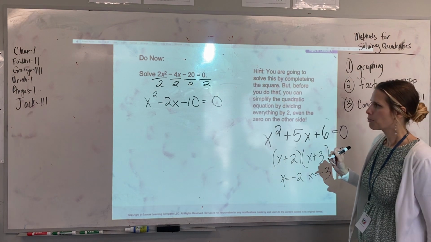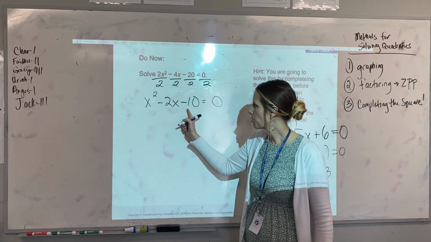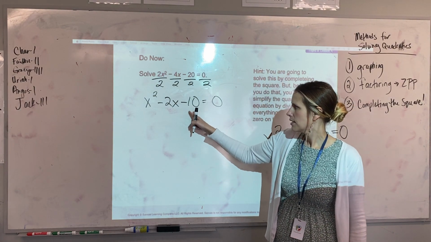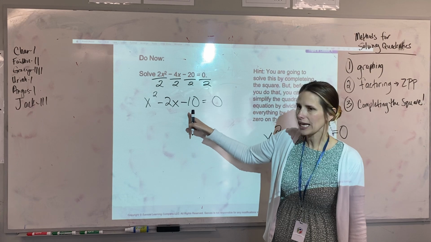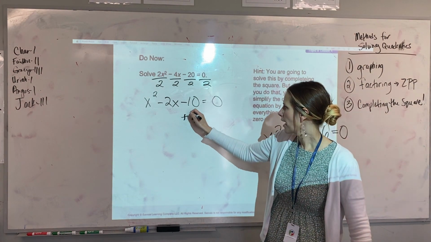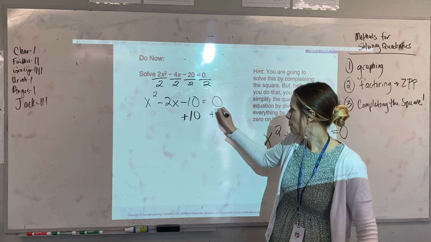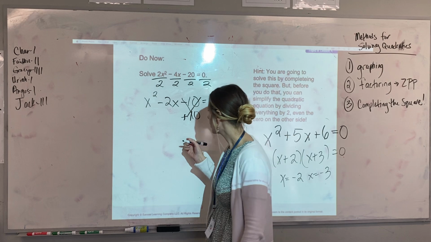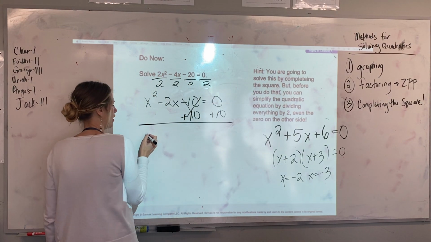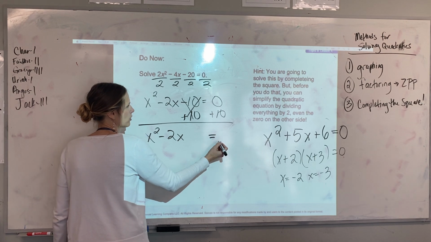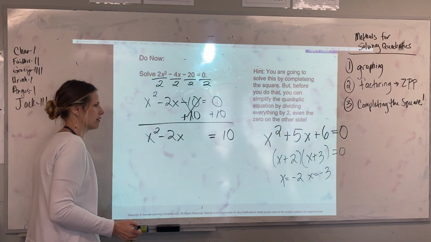Now, the problem with this is it's not a perfect square. Because of this, it's annoying and it needs to change to be a perfect square. You add 10 to both sides. I gotta get rid of that minus 10 by adding it so it cancels out, and then I have positive 10 over here. So now I have x squared minus 2x equals 10.